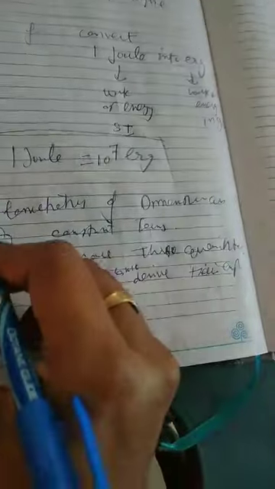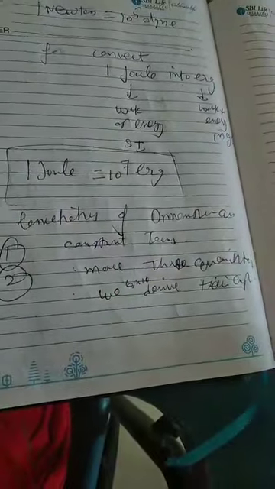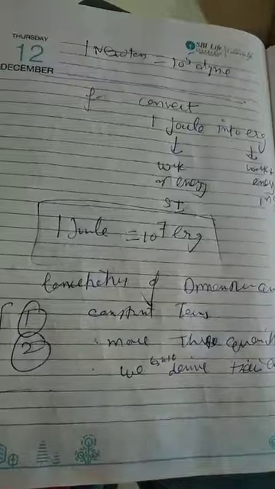Clear? These are the two main basic limitations. By this our first unit is completed. If you have any problem, you can ask anytime.